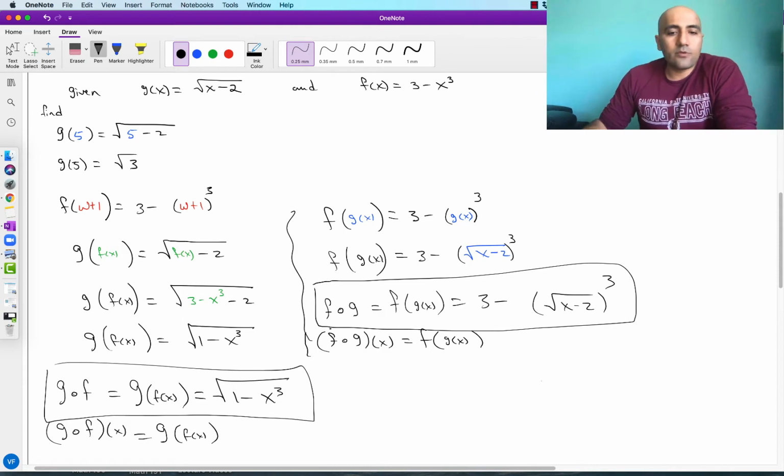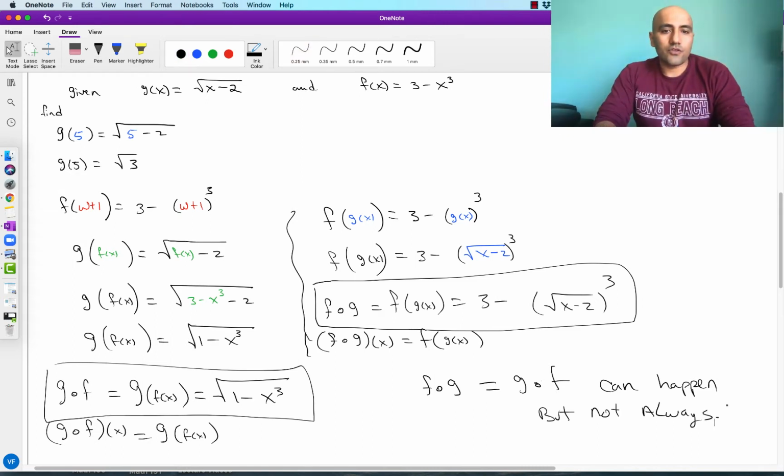It is possible to have some cases where f composed with g might actually give you g composed with f, so that can happen, but not always.